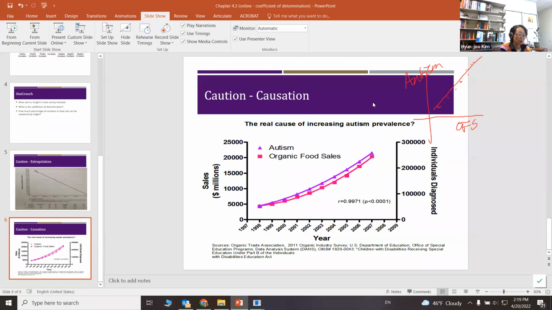Those are two cautions you need to be careful about. There are more things too, but these are the two main cautions when you interpret a linear regression line. This is the end of 4.3.